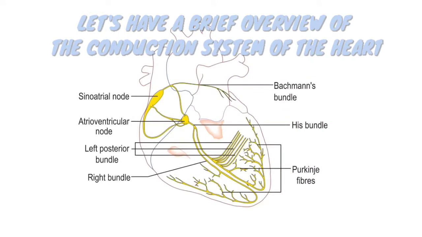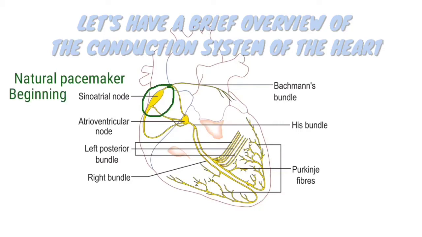These special cardiac cells are responsible for conducting signals that cause our heart to contract. The first special cell is the SA node, or the sinoatrial node. This is also known as the natural pacemaker of the heart because this is where the beginning of the conduction takes place.